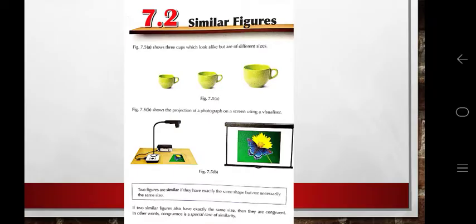If two similar figures also have exactly the same size, then they are congruent. So similar is only the same in shape. Congruence is the same in shape and size, both.